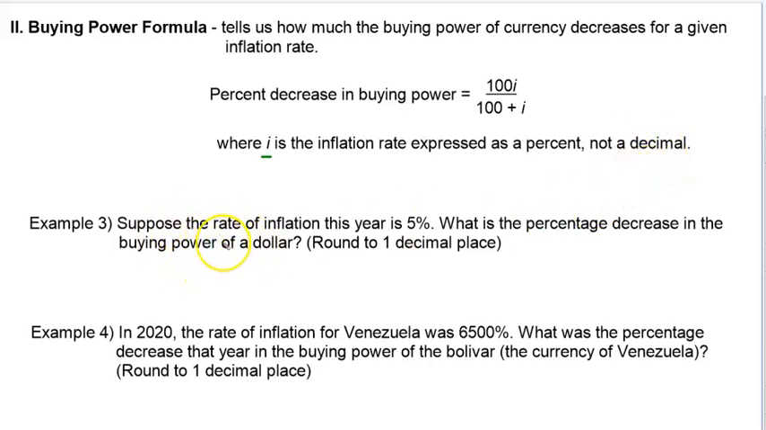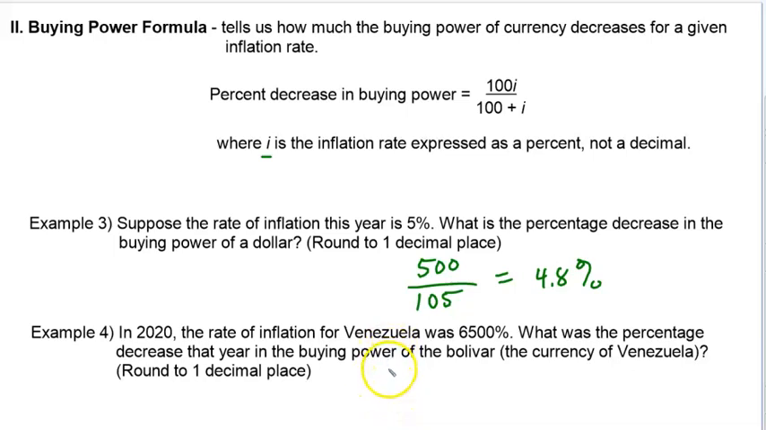So for number 3, the rate of inflation this year is 5%. So we do 100 times 5, that's 500. That's the I, divided by 100 plus 5. And then change this into a percent. So do the division, and the answer is 4.8%.